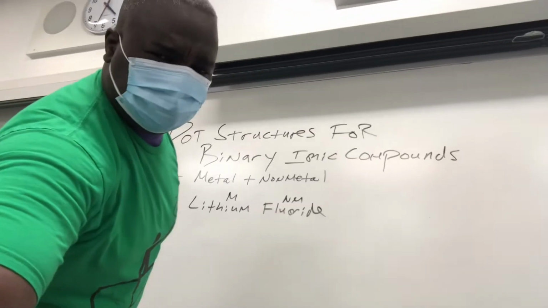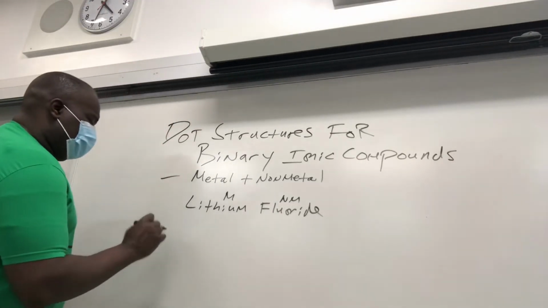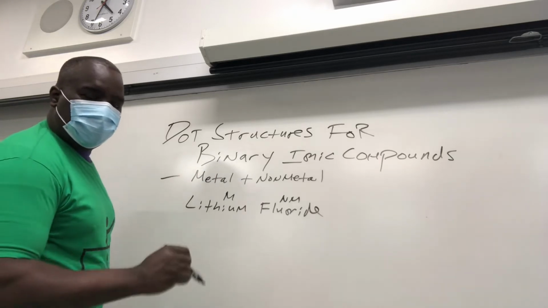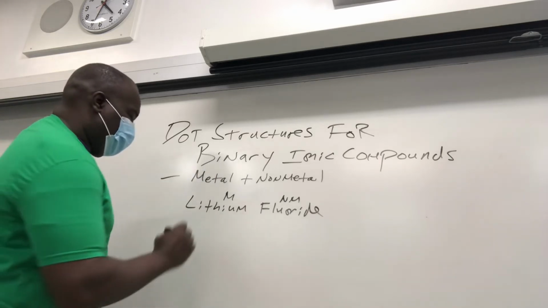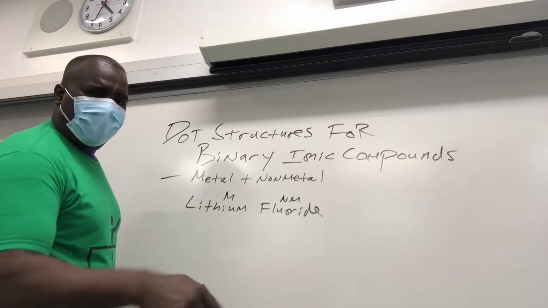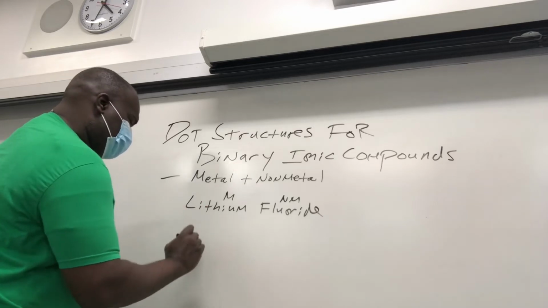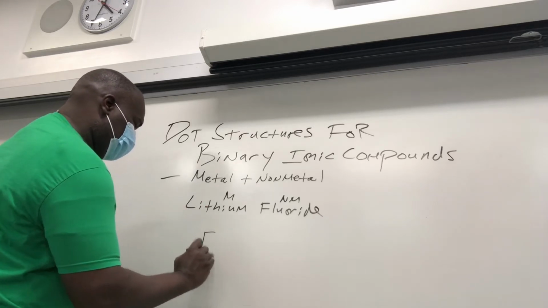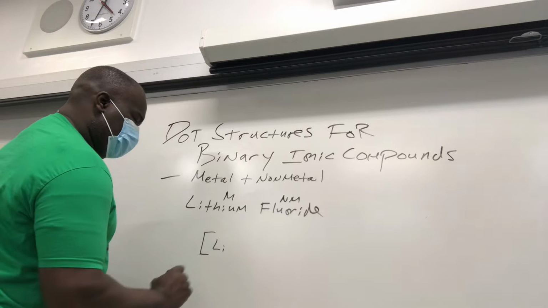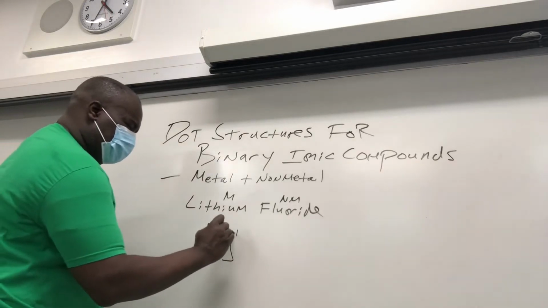Now remember from our previous video on dot structures, the positive ion once again gets no dots, alright? Because remember, metals lose that valence electron, okay? And we're representing the fact that it's an empty shell. So all you do for lithium, you put a bracket down, you put your Li, you put your other bracket, you put your +1.